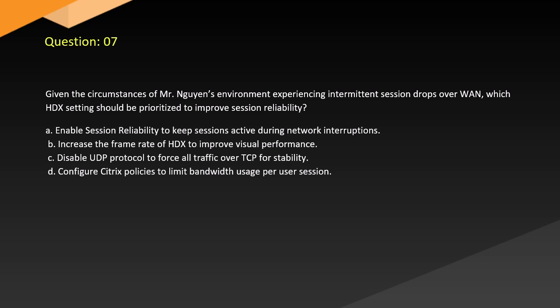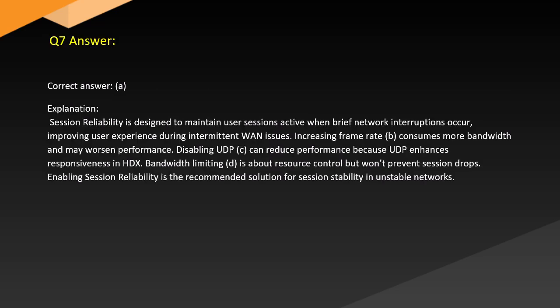C. Disable the UDP protocol to force all traffic over TCP for stability. D. Configure Citrix policies to limit bandwidth usage per user session. Answer. Correct answer: A. Explanation: Session reliability is designed to maintain user sessions active when brief network interruptions occur, improving user experience during intermittent WAN issues.